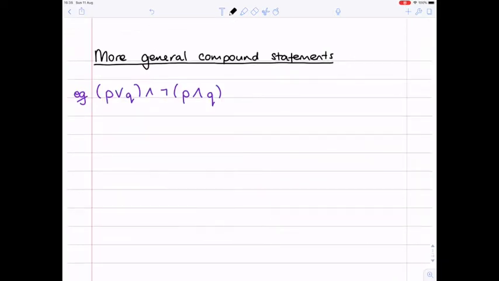So let's start by having a look at more general compound statements. These are statements that contain many atomic propositions, and we'd like to find the truth table for something like this. Here we have P or Q and not P and Q. And we'd like to know for what values of P and Q this is true and false.